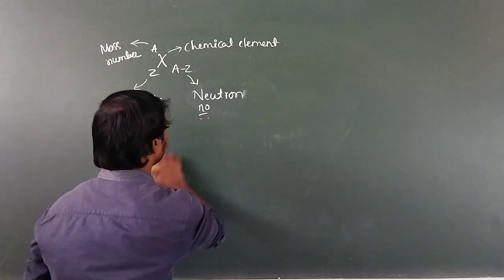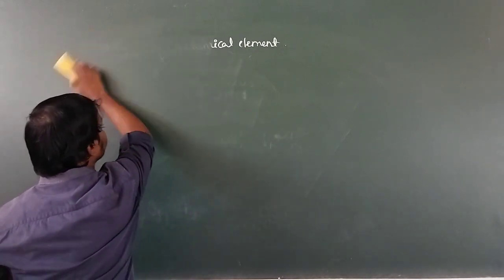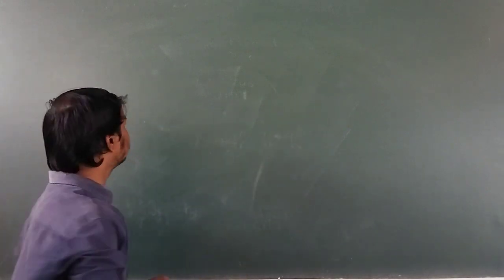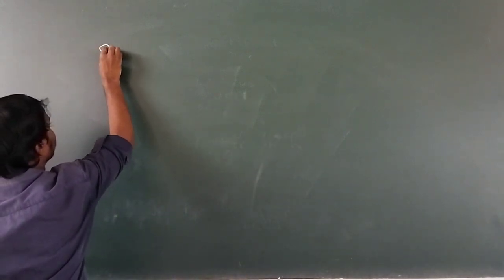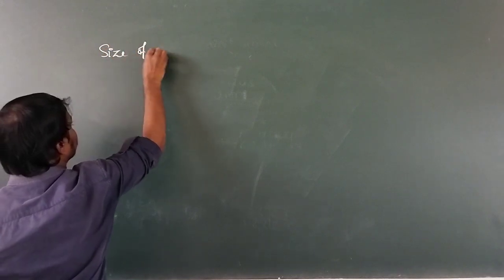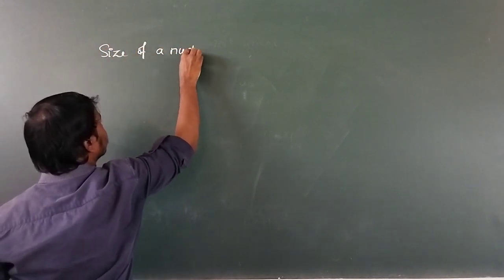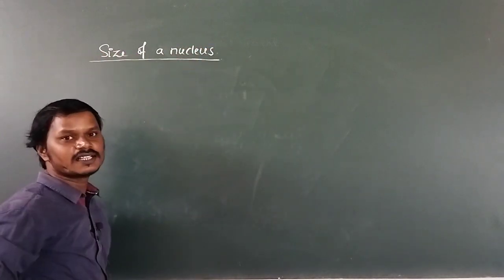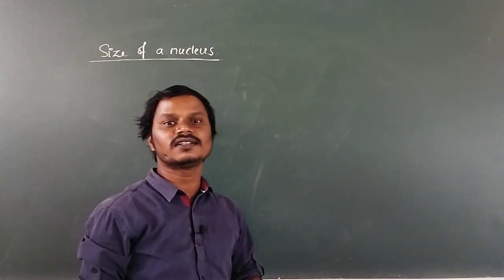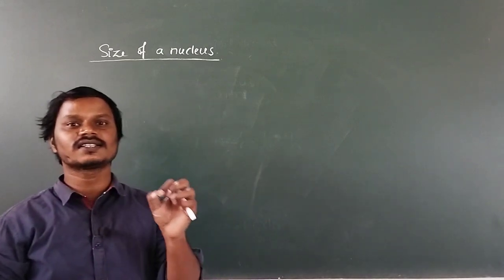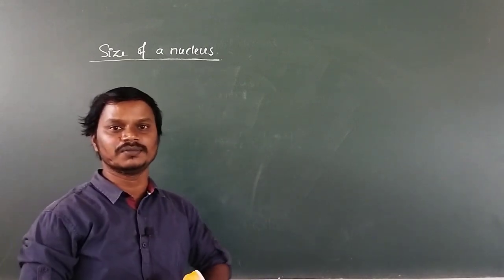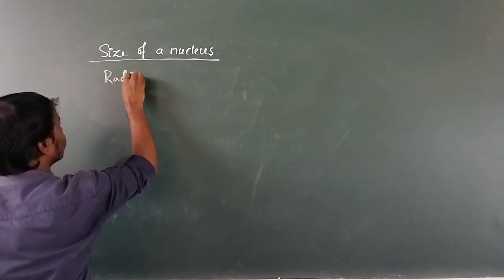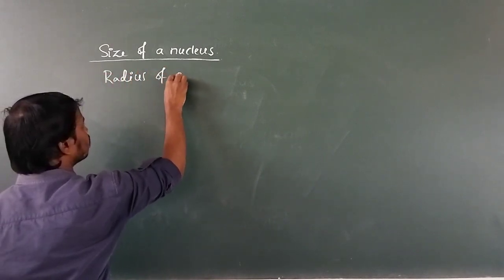Now next one, the size of a nucleus. Size of a nucleus means we are going to consider three sizes, that is radius, area and also volume. Then the radius of a nucleus.